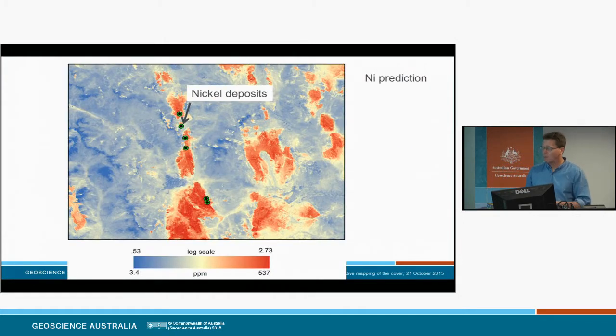This is now the concentration of nickel, going from about 3 ppm up to about 500. It's fairly low in this area. And there are some nickel deposits, which I've overlain. It's got a nice correlation.